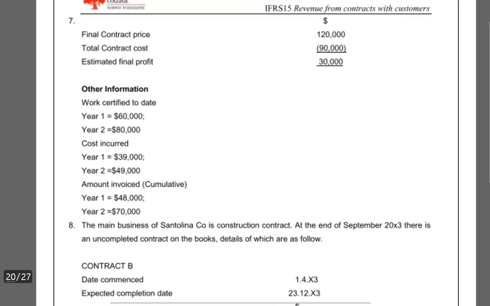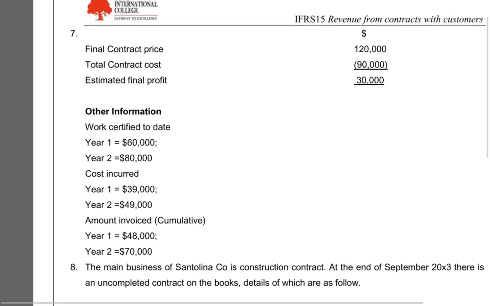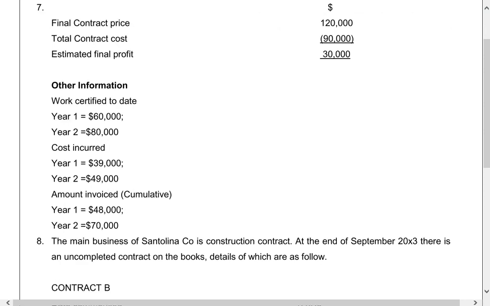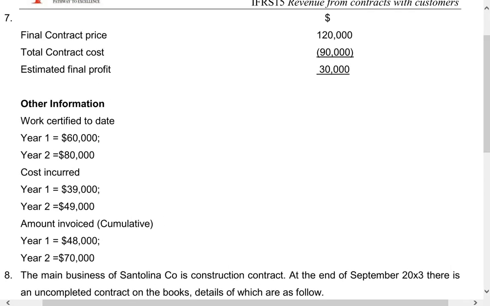Question 7. This one using the output method, sales method, work certify method. Final contract price 1,2, total contract. So we sign a contract, which is the total profit is this much. Other information, work certified to date 60, 80, cost incurred to date, and amount invoice.